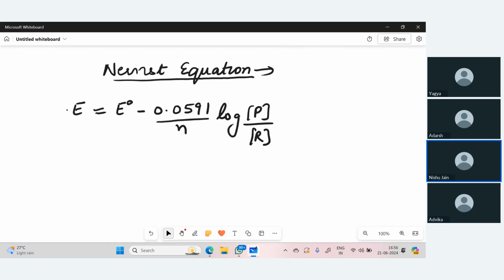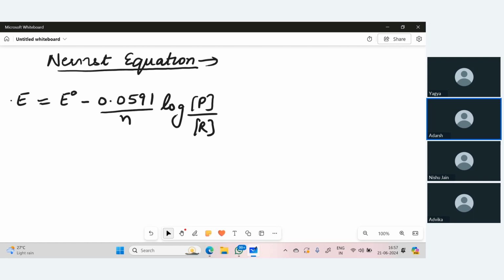So this is the Nernst equation which we have discussed last time, right? We have done the Nernst equation last class. Yes, ma'am. So this we have discussed, where E naught cell is the standard electrode potential, which is E naught of cathode minus E naught of anode, and P and R are the concentrations of products and reactants. So now we have done that.